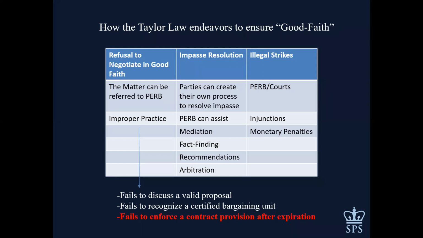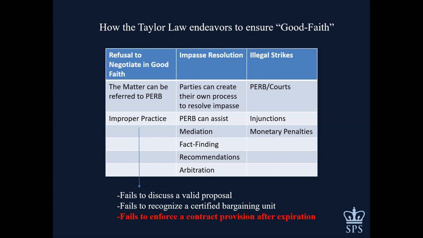So, for example, if the union puts forward a valid proposal, something like a cost of living adjustment, let's say equal to the inflation rate, or maybe 2% or 1.5%, and the school district comes back and says, nope, we're not going to discuss raises, that's just not on the table. Well, refusing to discuss an appropriate proposal is considered not negotiating in good faith, and it could be an improper practice.